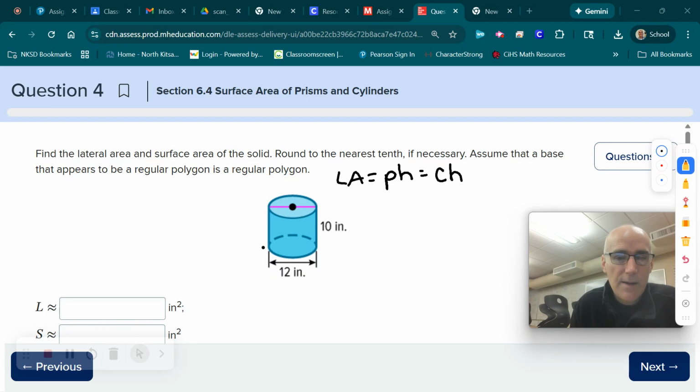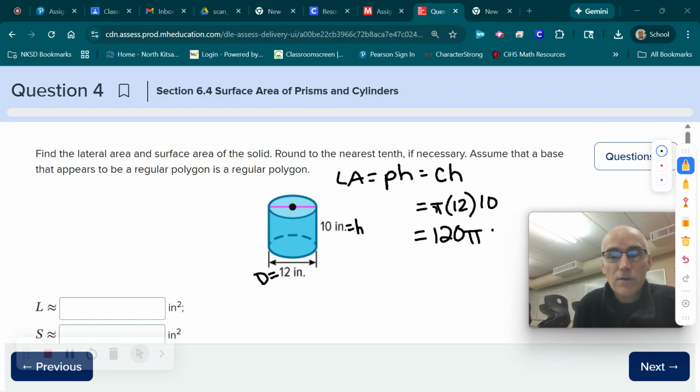The diameter is 12, so diameter equals 12. That's good news because we want the diameter to get the circumference, right? So it's pi times diameter. I'm going to take pi times 12, then times 10. So that comes out to be 120 pi. And this is area. I don't think I put my units down on the other one. Well, they're taking care of the units for us.